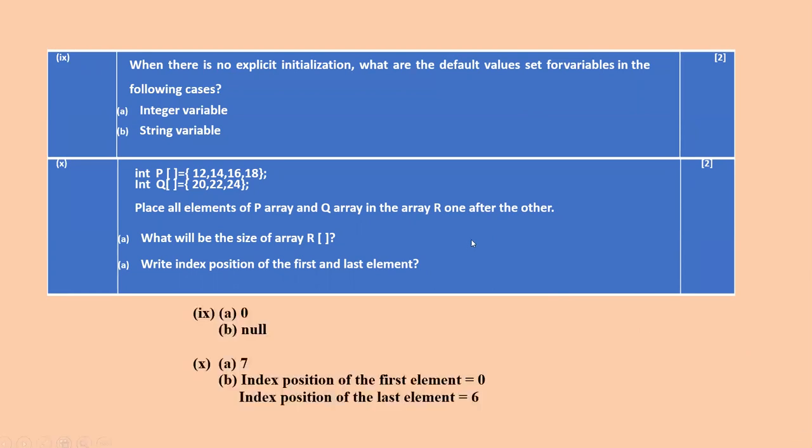The answers for question number 9: integer variables default value is 0. String variables default value is null. Now the size of the array R is the total size of P plus Q. So 4 plus 3, 7. Index position of the first element 0 and index position of the last element is 6.